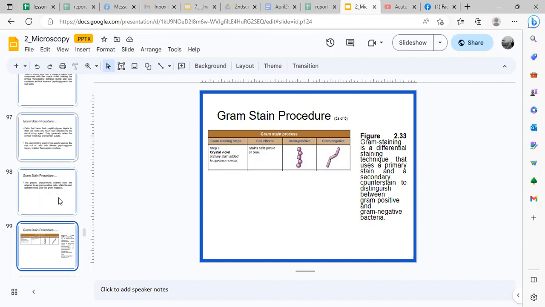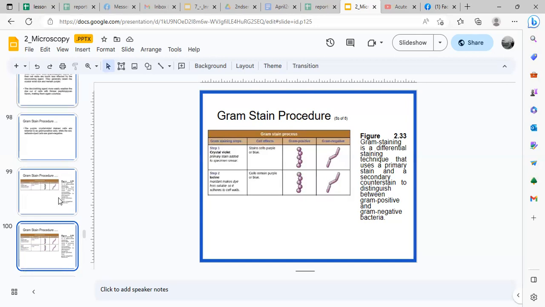So all the cells, all the bacteria, whether gram positive or gram negative, will have the violet or purple color. The gram positive will have the thicker peptidoglycan cell wall, and the gram negative will have the thinner peptidoglycan cell wall. Both of them will absorb the dye.